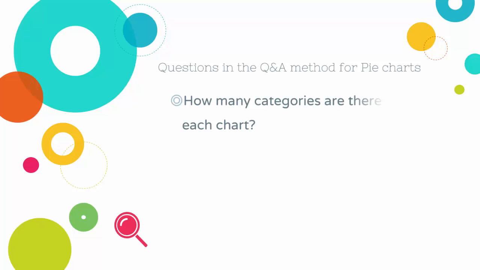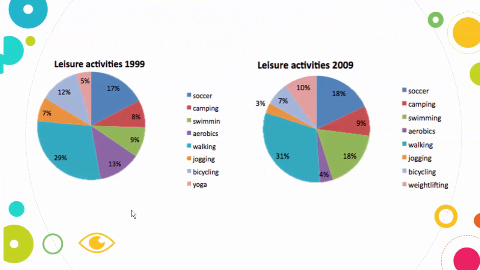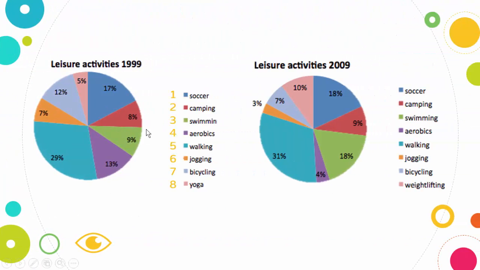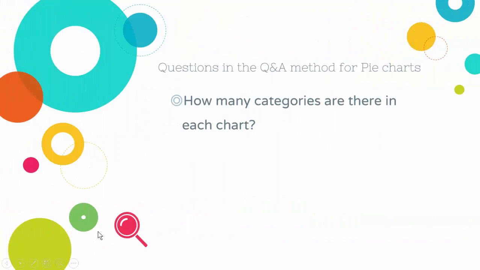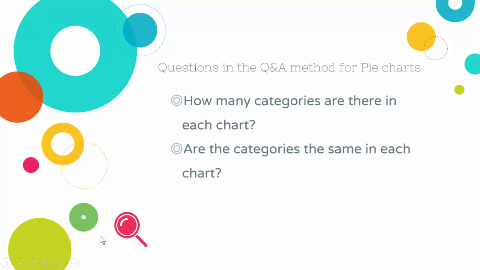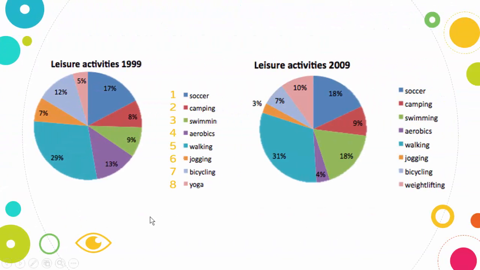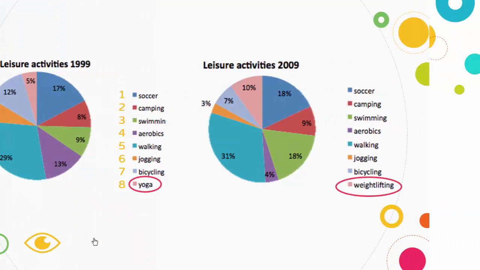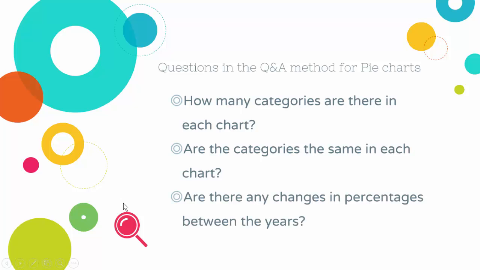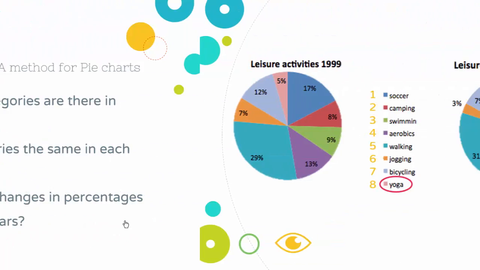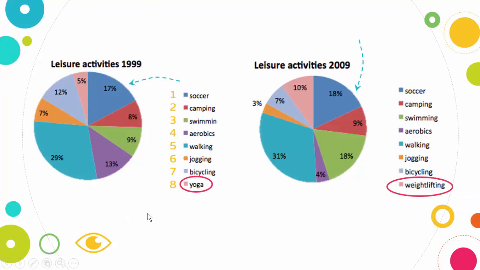How many categories are there in each chart? For this, just count. Are the categories the same in each chart? For this one, just read the keys. And lastly, are there any changes in the percentages between the years? To answer this, look at the colors.